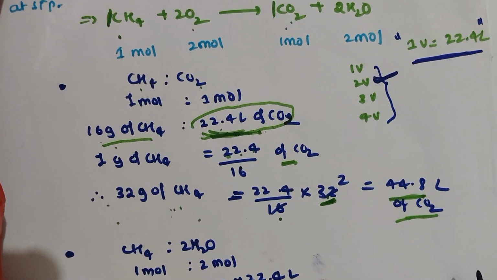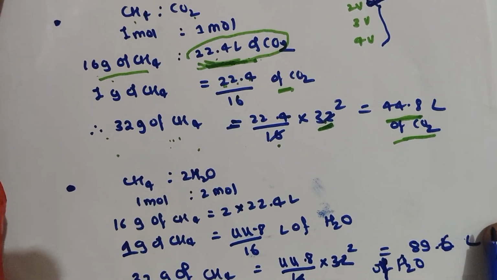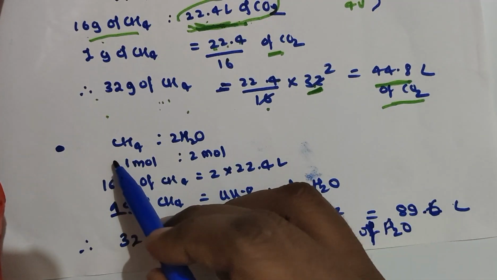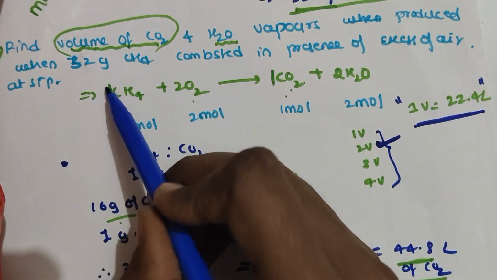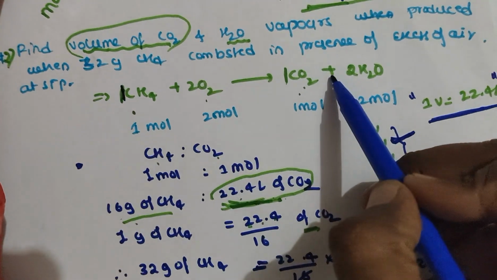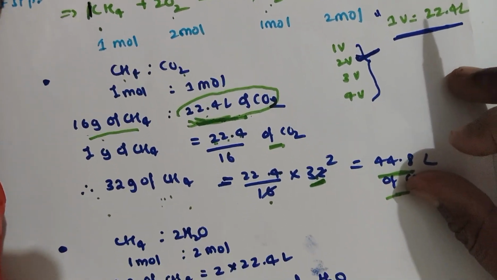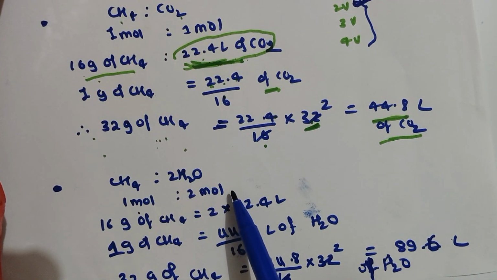Okay, is this clear? Understood? And they ask water vapors also. Again write the relationship between methane and water. 1 mole of methane gives 2 moles of water according to the chemical equation. Yes or no? Here 1 mole is there. 1 mole of methane gives 2 moles of water. Is this clear? Yes.